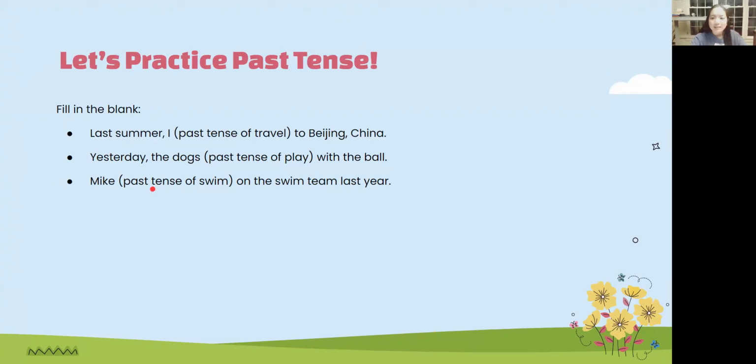So in this sentence, you don't read out, don't say past tense of swim. You have to change this verb into past tense. Does that make sense? So we're trying to change this verb to match the sentence. So instead of Mike swim, it's Mike swam on the swim team last year.